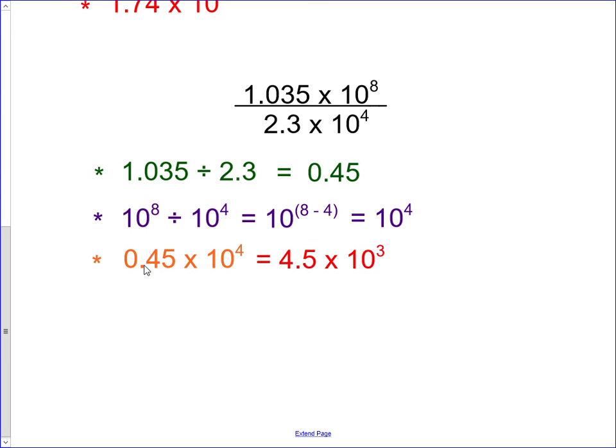Remember, when we move the decimal to the left, our exponent is going down. So when we move it to the left, it's going to go down 1. If I would have had to move it to the right, my exponent would have gone up 1.